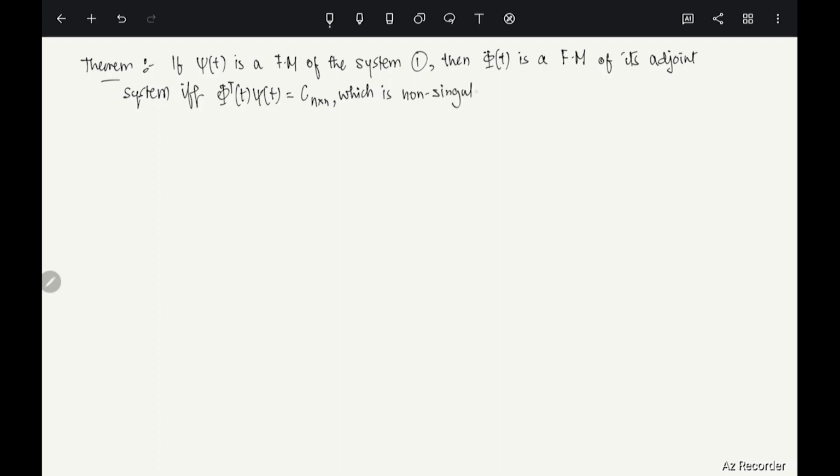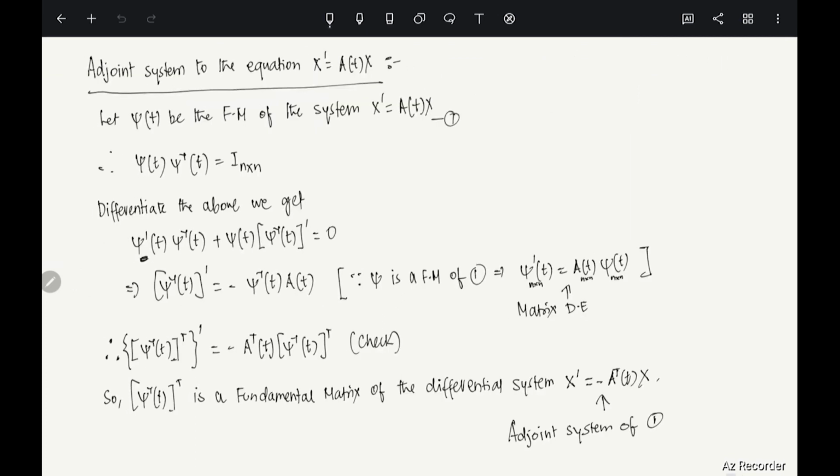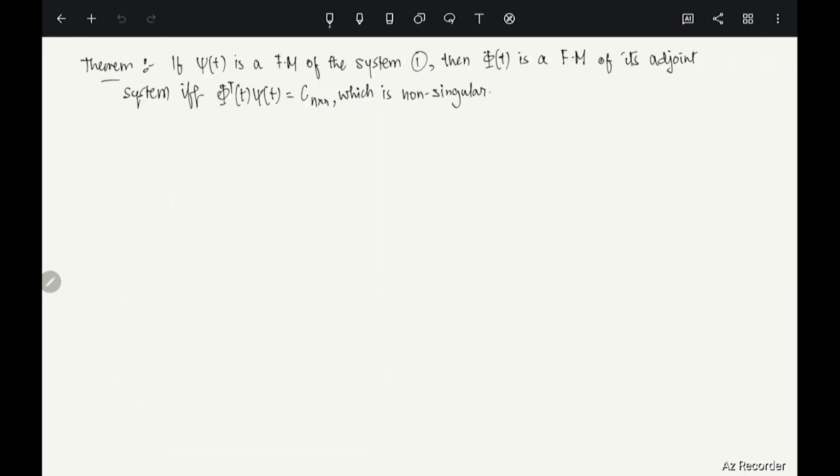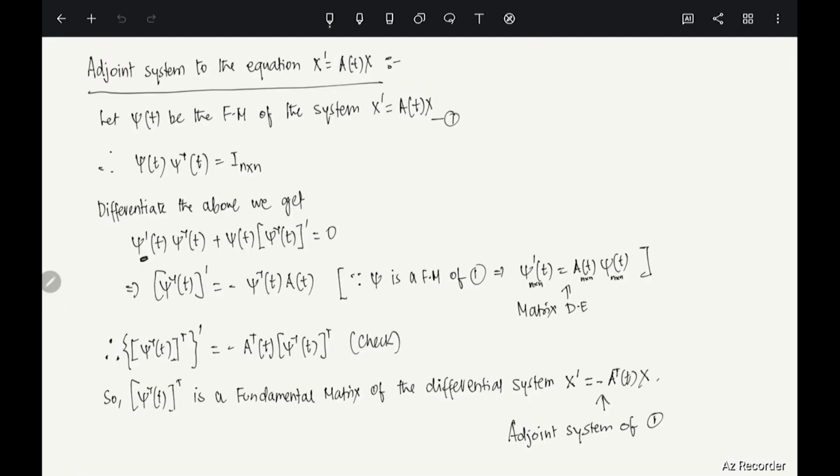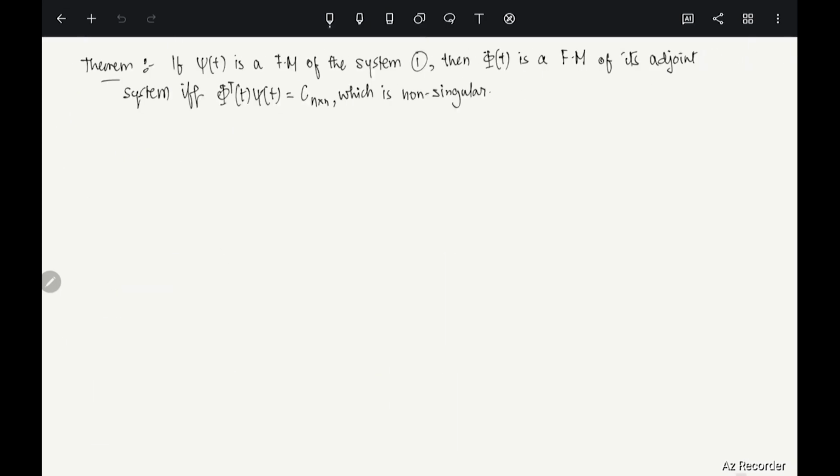So the natural question is this. You are given this system 1, x prime equals A(t) times x, and we have derived another system which we are calling the adjoint system of 1. Given this system 1, we know that there is a fundamental matrix for the system. So basically, you will have another fundamental matrix, let's say phi, of the adjoint system. Now, what is the relation between those two fundamental matrices? That is basically the question here.